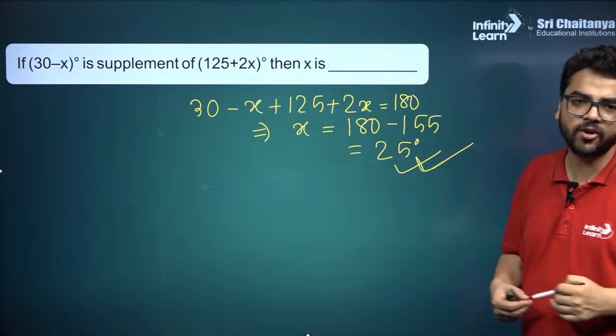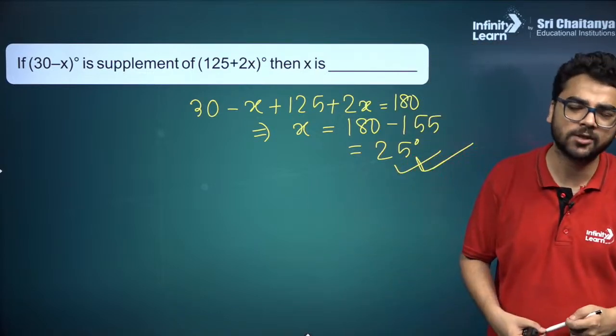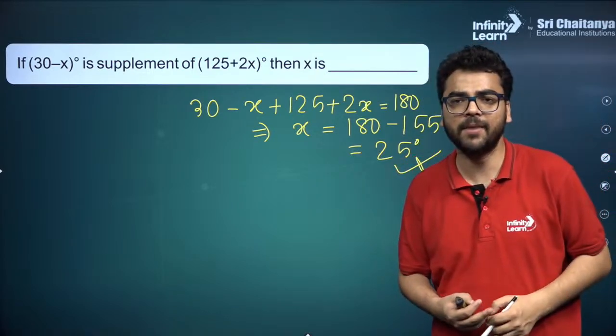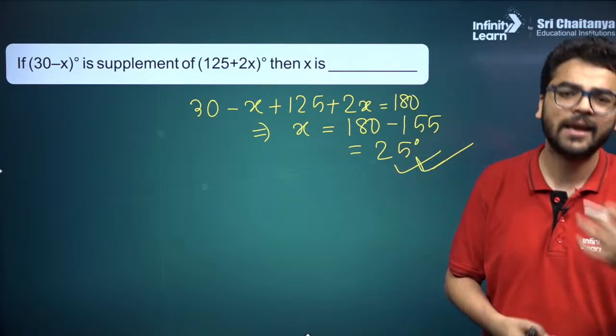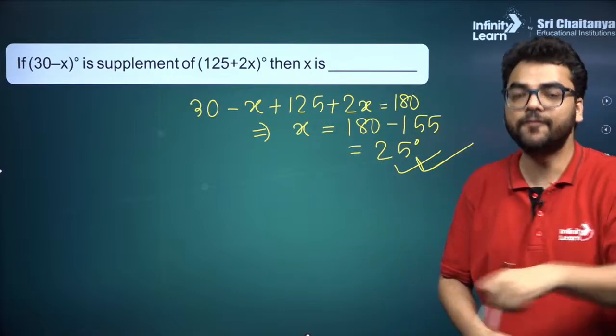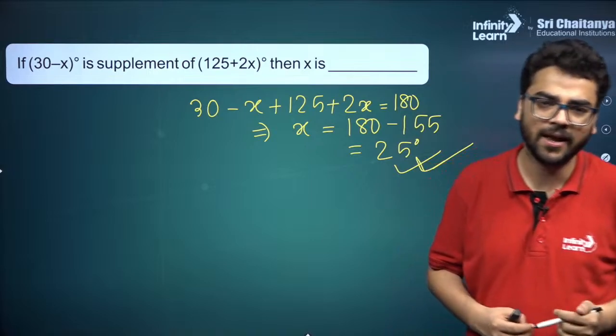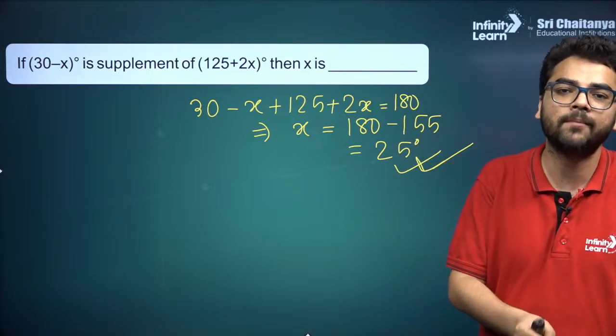Is the question clear to every student in this session? Any doubt in that? It's a direct property based question. Two angles are supplementary if the sum of them is 180 degrees. If two angles are complementary angles, the sum of them is 90 degrees. And if two angles are explementary angles, then the sum of them is 360 degrees. Explementary, or you call them conjugate.